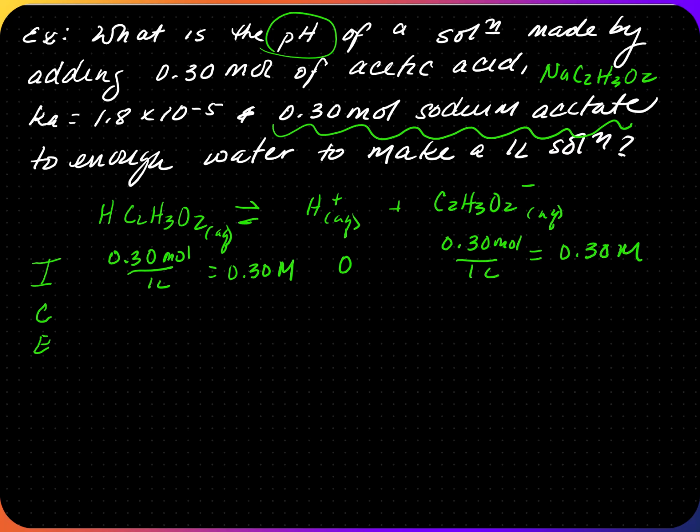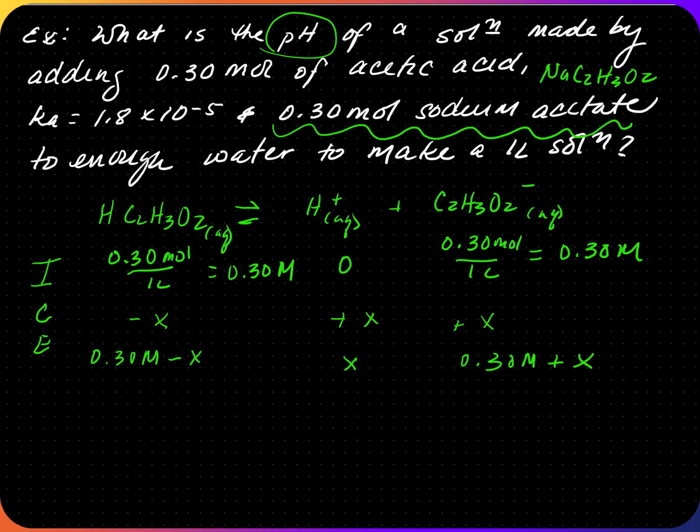The change will be 1 to 1 to 1, so on the reactant side it will decrease by X. On the product side it will increase by X. And to get the equilibrium, add the I and C. So this is going to be 0.30 molar minus X. 0 plus X is just an X. And then 0.30 molar plus X for acetate ion.